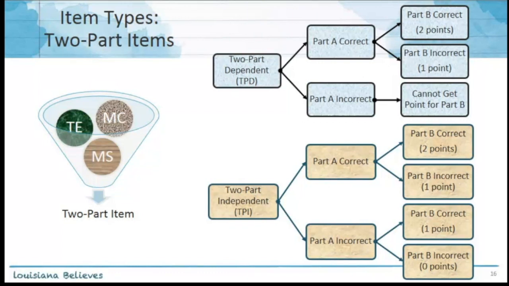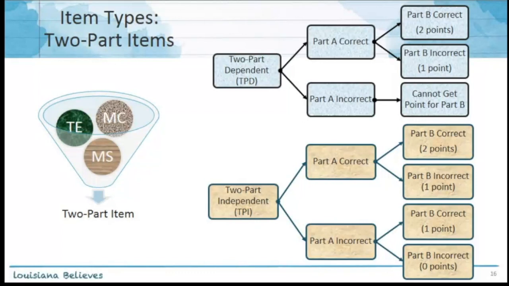2 points. You can get part A right and part B wrong and get 1 point. You can get part A wrong and part B right and get 1 point, or neither of them right or both of them right. So you can get from 0 to 1 to 2 points.